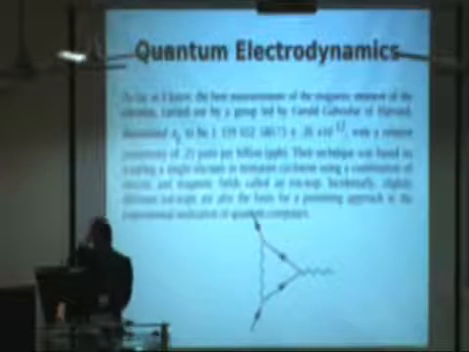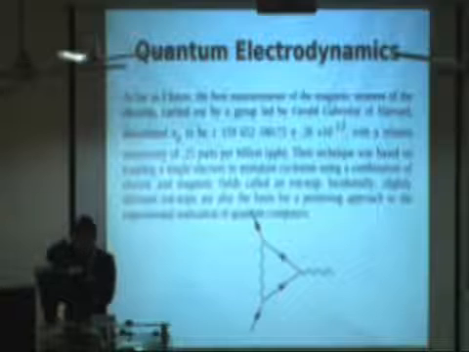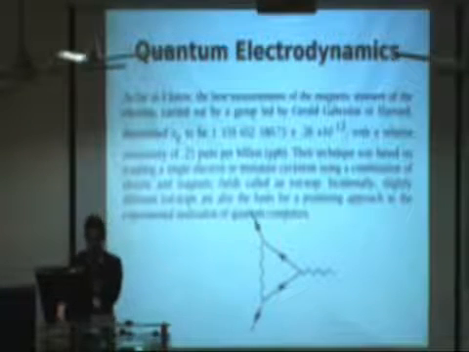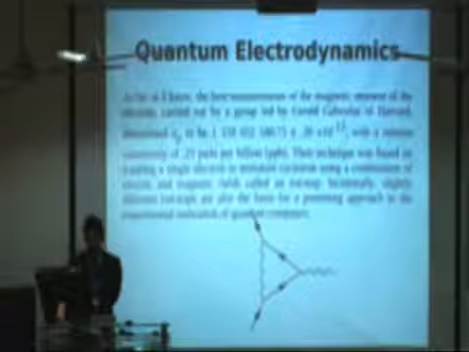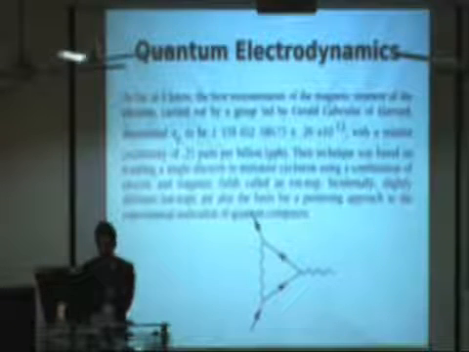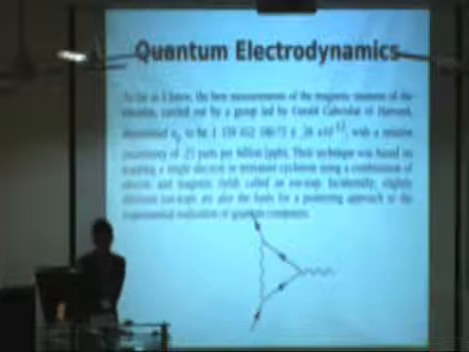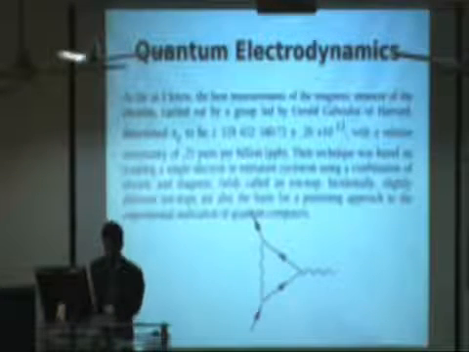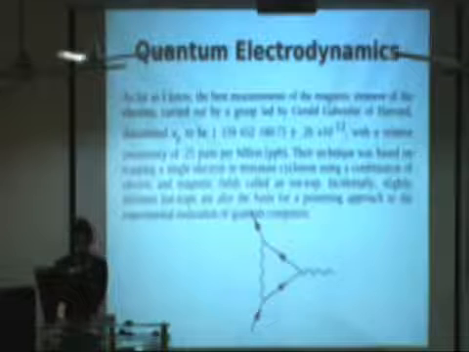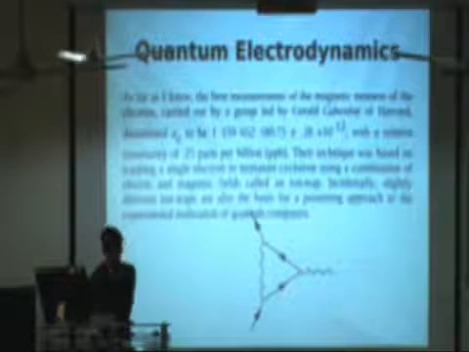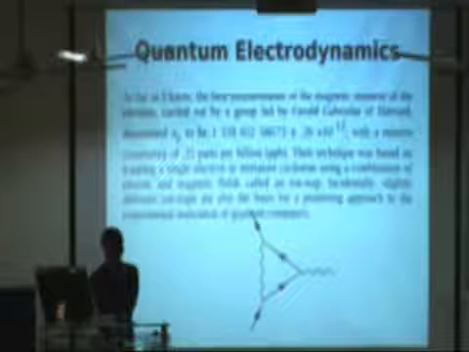As far as the best measurements of the electron's magnetic moment, they were carried out by a group led by Gerald Gabrielse at Harvard, which determined a_e to be about this value, with a relative uncertainty of about 0.25 parts per billion, and the techniques used ion traps, which may be similar to the realization of quantum computers.